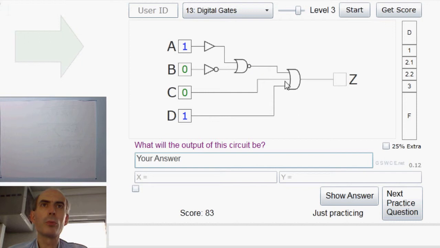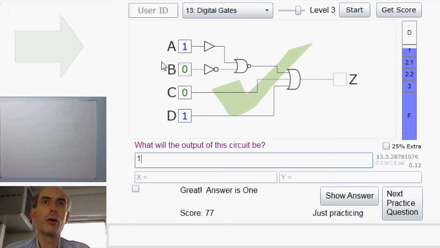Output here, we just have to work through the circuit again. In fact, there's a shortcut. This is a 3-input OR gate. This is a 1. If a 1 goes into an OR gate, the output will be a 1. It doesn't matter what the two other inputs are. If any of the inputs into an OR gate is 1, the output will be a 1. So without thinking about it too much, without considering this logic up here at all, I can say that the output will be a 1. I'll just do one more.